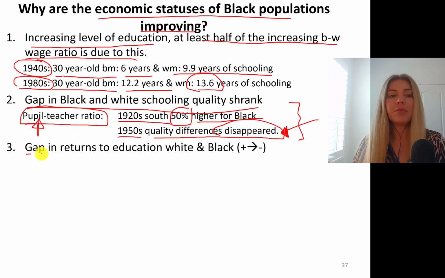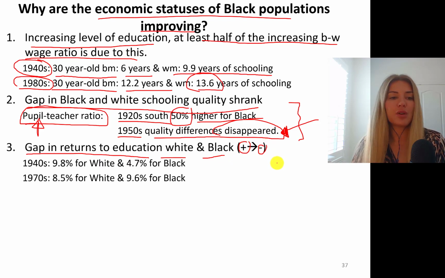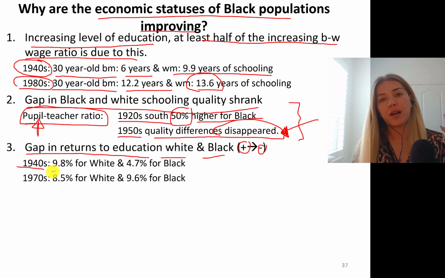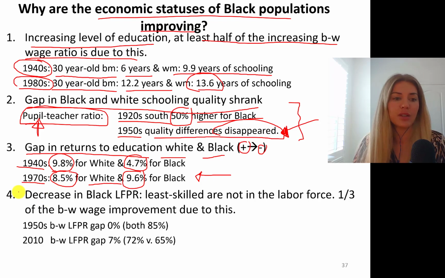I cannot say disappeared. Now, the gap in returns to education between black and white populations. The gap was positive, right? Then it became negative. So in the 1940s, this is the returns to schooling by race. Each year of schooling returned 9.8% higher earnings for white individuals. For black individuals, each year of schooling was only 4.7%. In the 1970s, it was 8.5% for the white population. For the black population, the return to years of schooling was 9.6%. Today, I believe they are similar, but I believe white returns to schooling are higher today. So it's not a perfect increase.